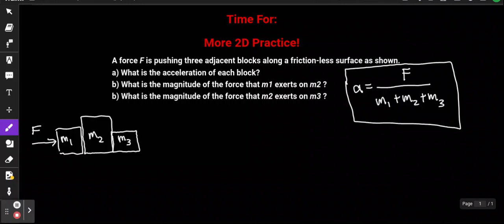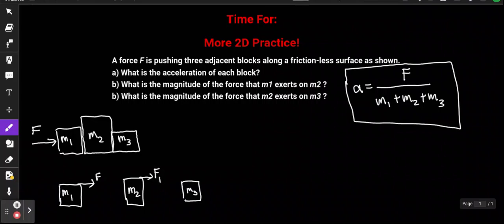So we can separately draw these like so. We can draw the blocks separate as M1, M2, and M3. We already know that the F is acting directly on M1. However, the F is not acting directly on M2 and M3. There's different contact forces occurring due to the other blocks being pushed on it. So when M1 is getting pushed by a force F, it pushes M2. And it pushes M2 with, let's say, an unknown force, which we will call F1.